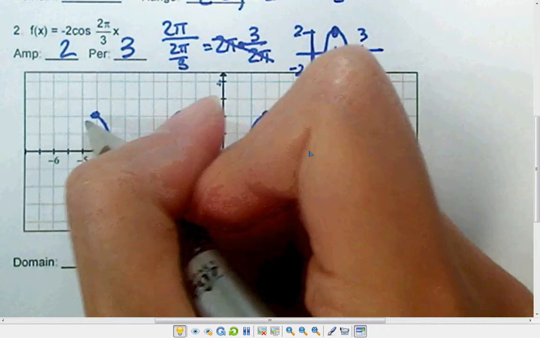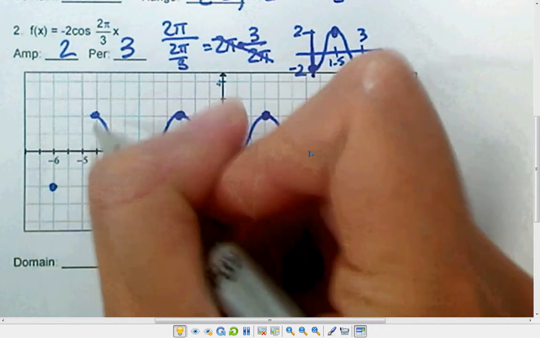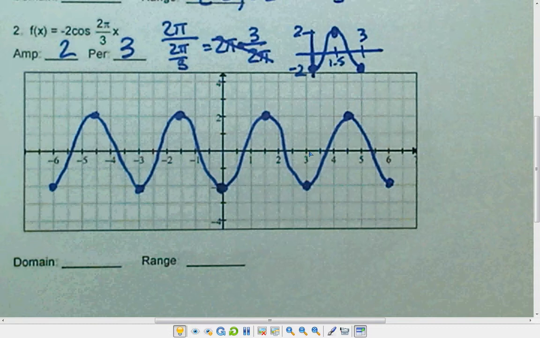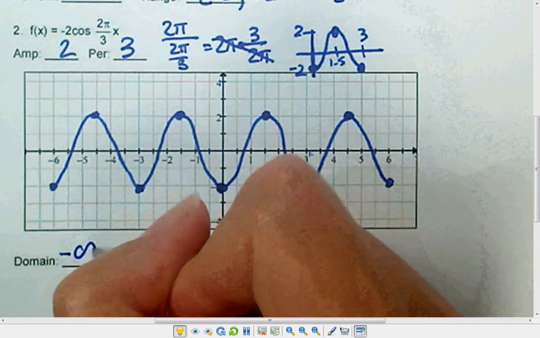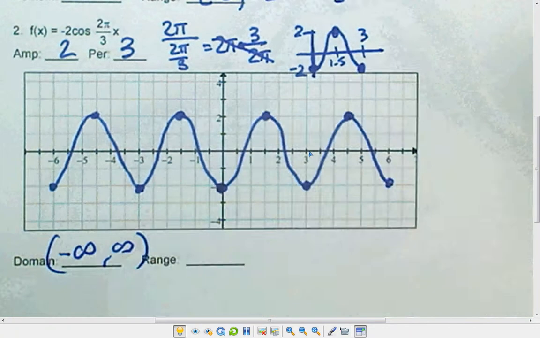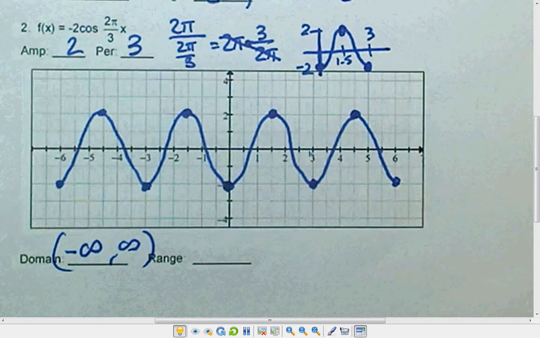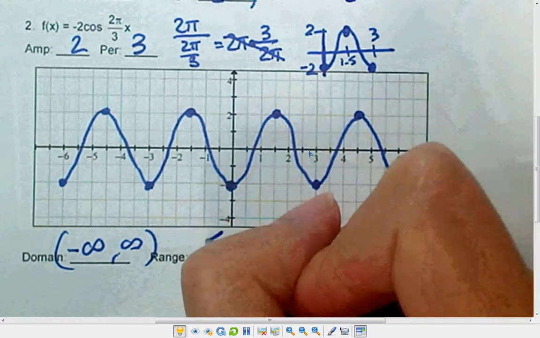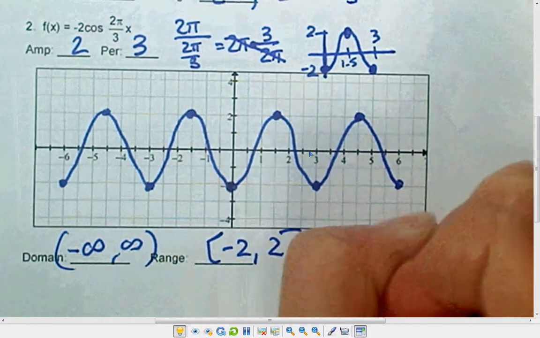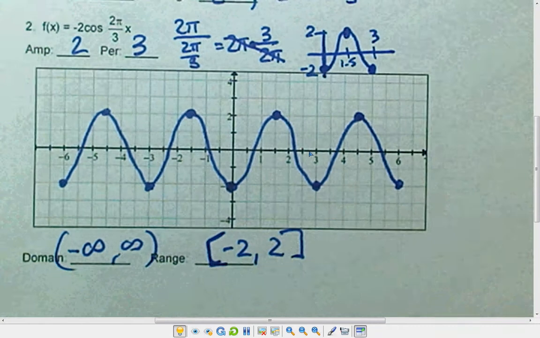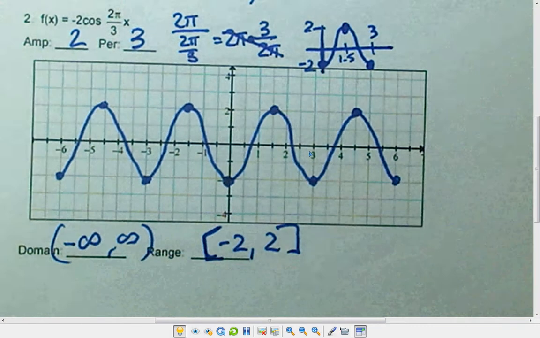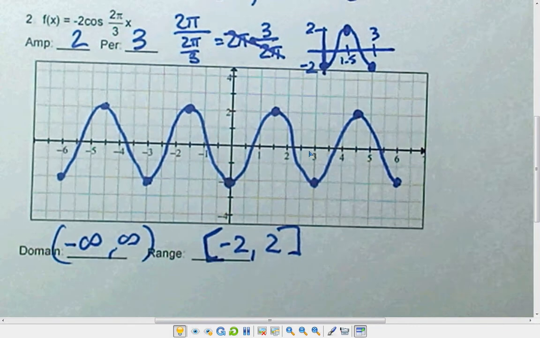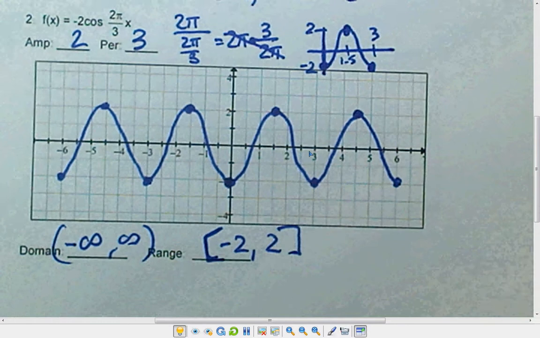And keep on going. Okay, again, negative infinity to infinity. With infinity, we always use parentheses. Our range is from -2 to +2, brackets. Okay, so what is new about today is now we're going to go backwards.